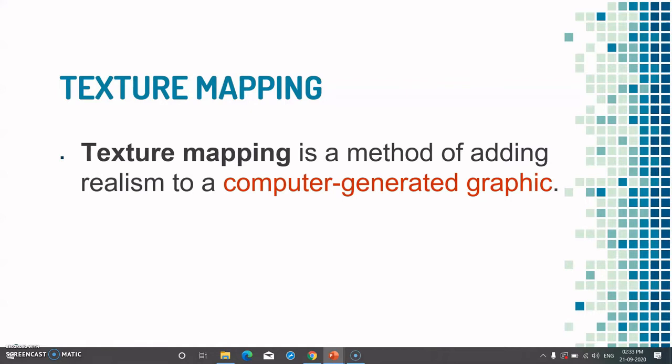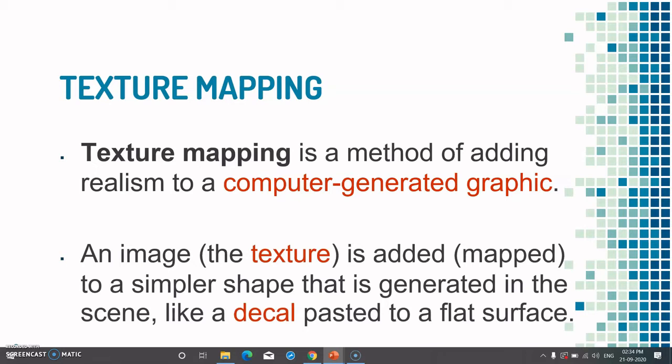It is a method of adding realism to a computer generated graphic. We take an image, that is the texture, and it is added or mapped to a similar shape that is generated in the scene, like a decal pasted to a flat surface. A decal is a design prepared on special paper for durable transfer onto another surface such as glass or porcelain. So we are designing something on the paper and it is being transferred directly onto glass or porcelain. Doing this reduces the amount of computing needed to create the shapes and textures in the scene.